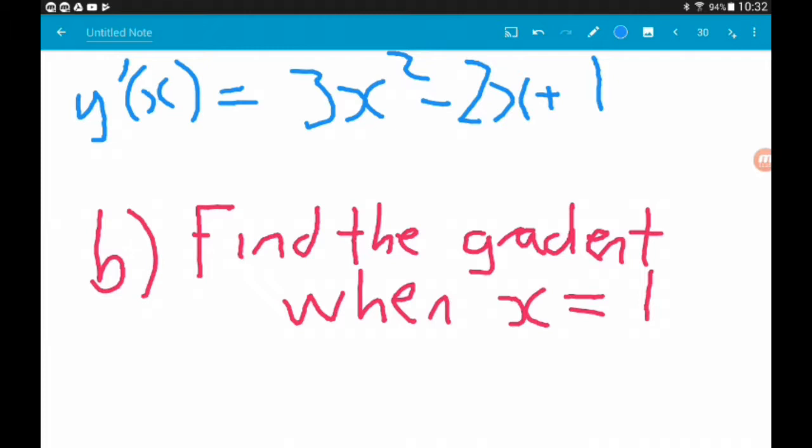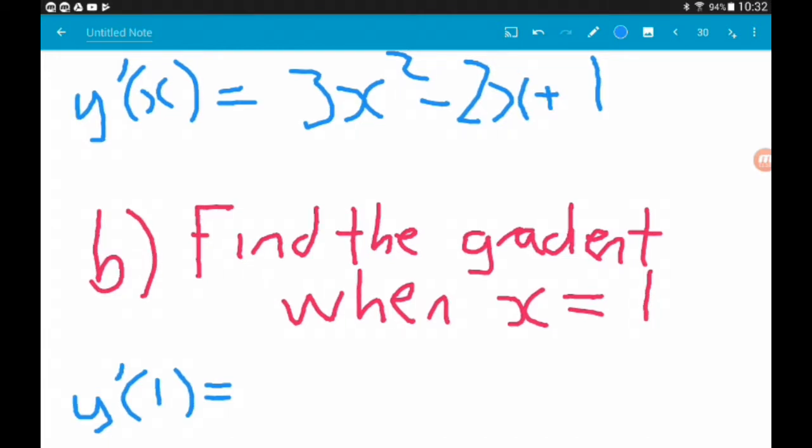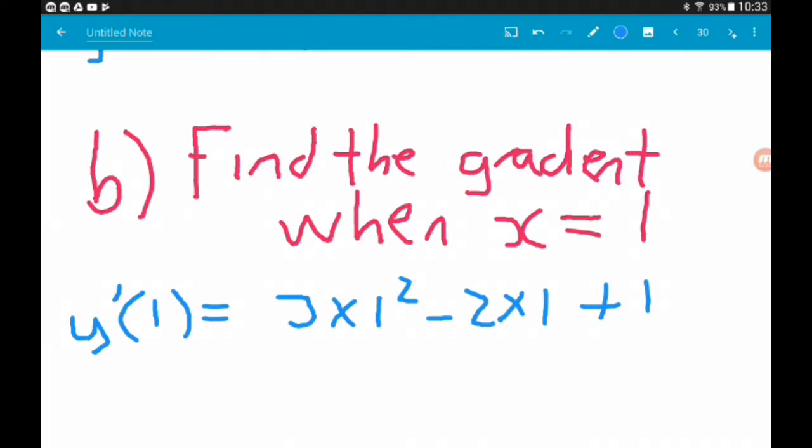is equal to 1. So we just substitute x equals 1 into our derivative. So we're going to get 3 times 1 squared minus 2 times 1 plus 1. So that's going to give us, well, 3 times 1 squared is 3, minus 2 times 1 that gives us 3 minus 2, so that gives us 1, plus 1 at the end gives us 2.